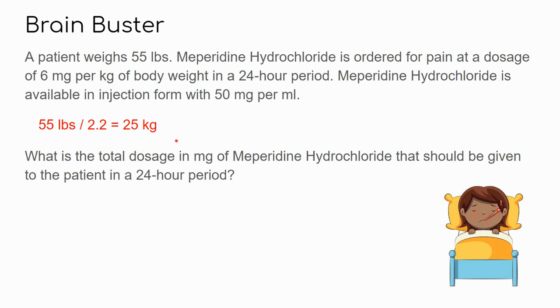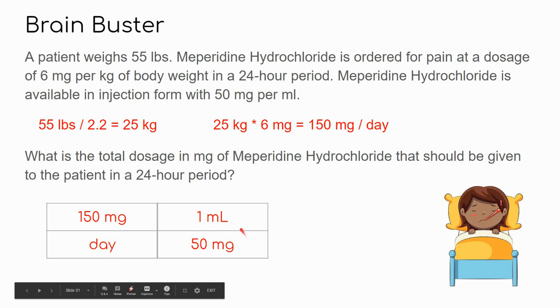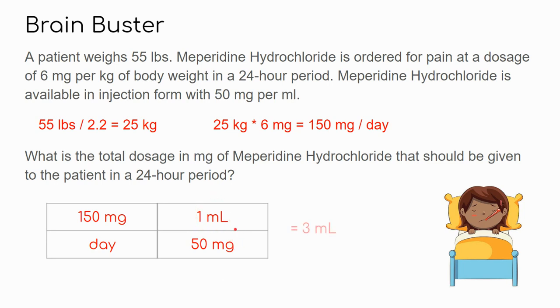For every kilogram I weigh, I'm going to take 6 milligrams of the meperidine solution. That's 150 milligrams per day because it's 6 milligrams per kilogram. Okay, so I know I'm taking 150 milligrams per day. It's coming in a form of, for every 50 milligrams, you're going to take 1 milliliter of liquid. That tells me I need to take 3 milliliters a day.